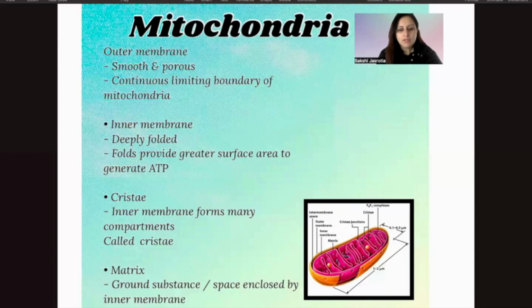Now, these folds are called the cristae, right? As we can see here in the diagram very clearly. Do not confuse cristae with cisternae, which we have studied in the Golgi apparatus also, right? So there are many compartments which are present. These are called the cristae. And the matrix is the ground substance which is enclosed by the inner membrane.